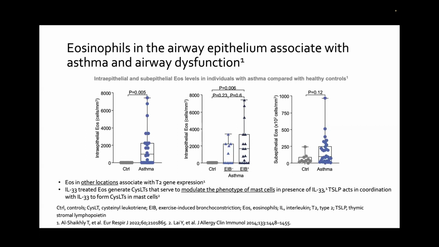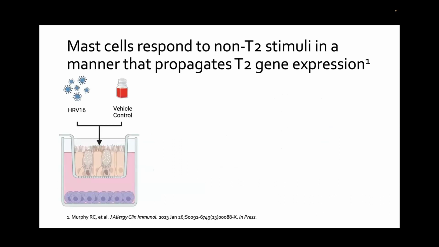If you treat eosinophils with IL-33, you generate leukotrienes like we were talking about. If you then give IL-33 plus the leukotrienes to the mast cells, you essentially silence kinase, which is kind of phenocopying what we saw with that mast cell population.